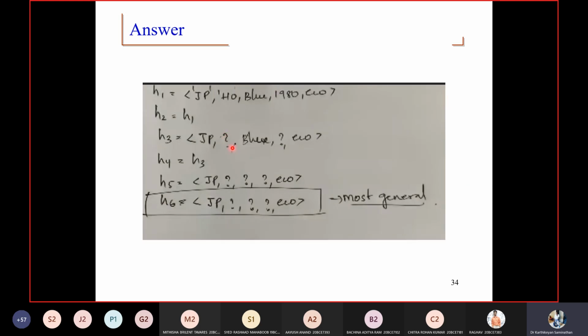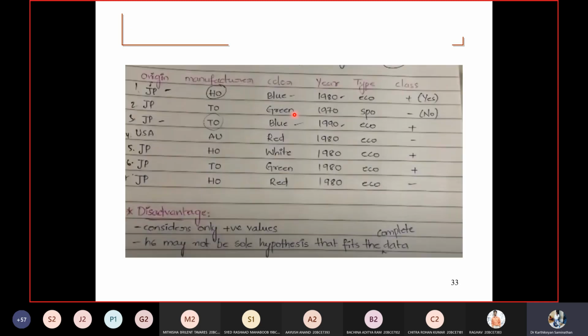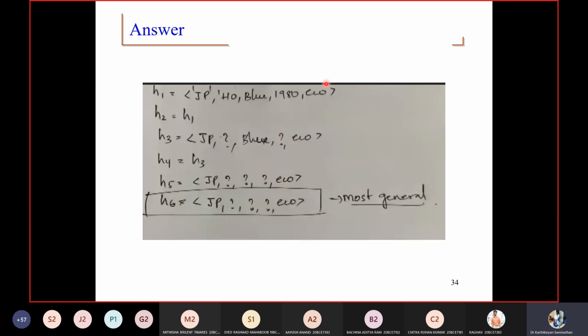There is a mismatch, so we will replace it with the more general specific hypothesis. Then blue 1980 is changed with some other, 1990, so that is also a question mark, ECO and ECO. Then the fourth one is a negative, again the same hypothesis. The fifth one also has a change in the hypothesis. The sixth one is nothing but, finally, except JP and ECO, all other parameters are mismatched, so that is nothing but your general. So we are making these parameters into a more general specific hypothesis other than the first two. So that is your answer.